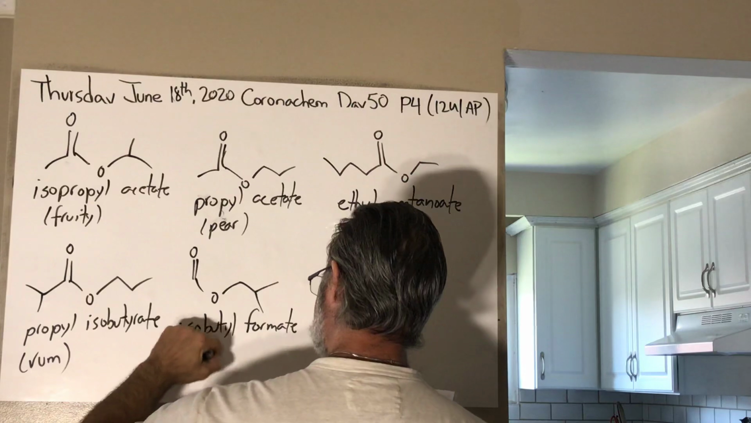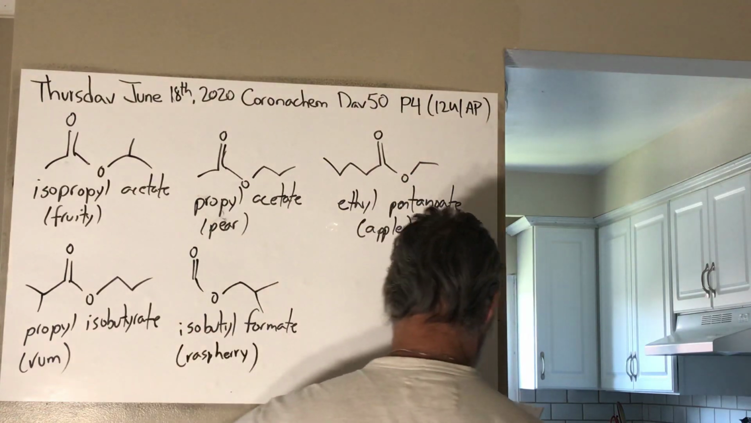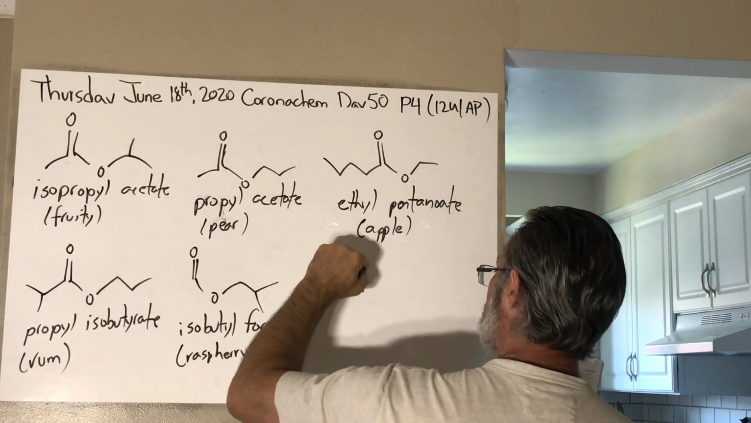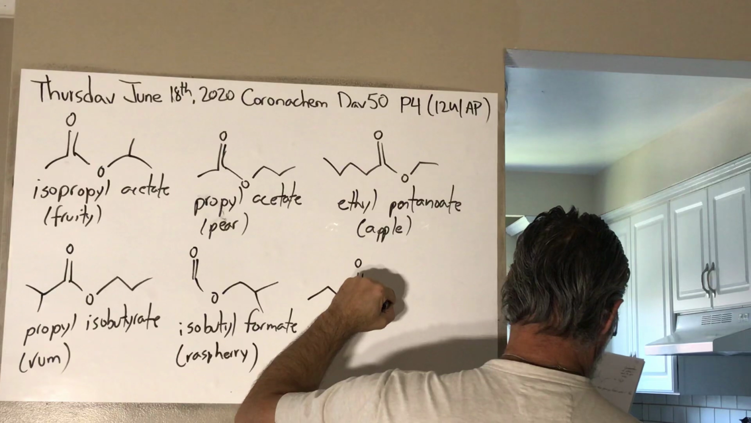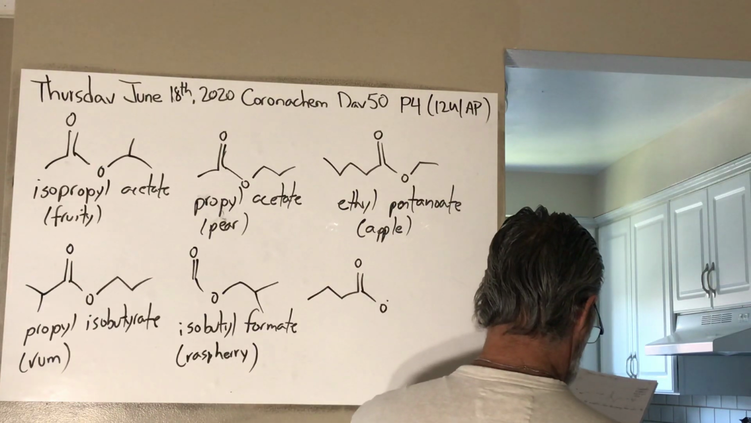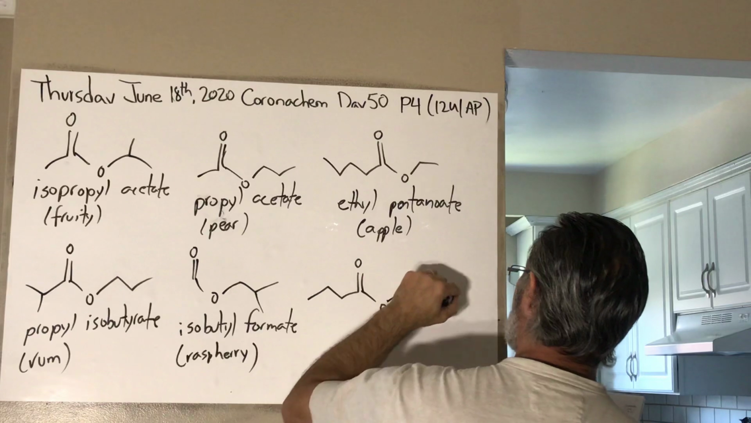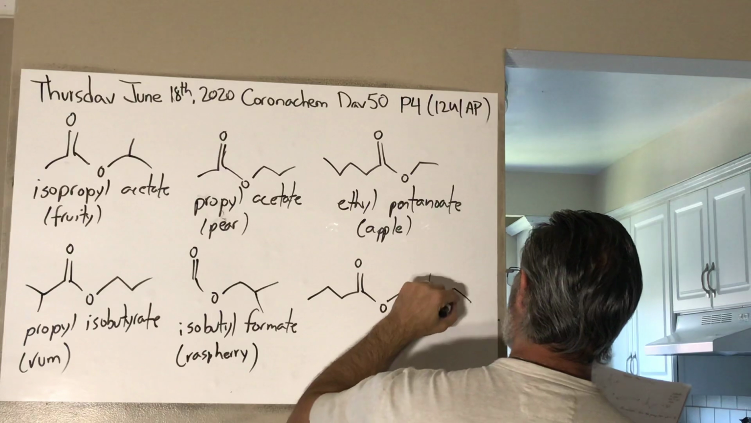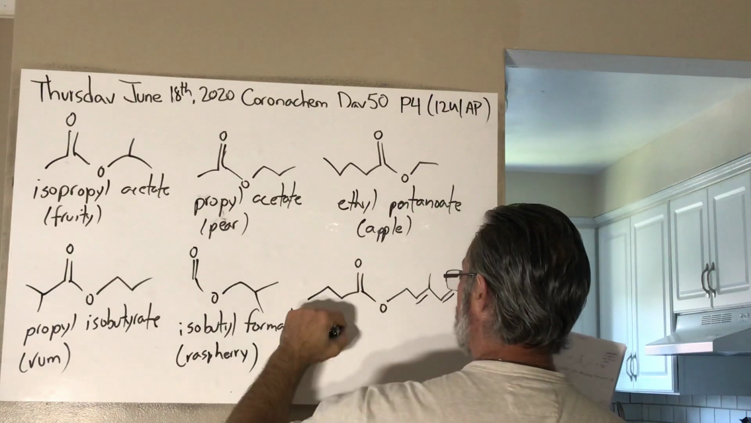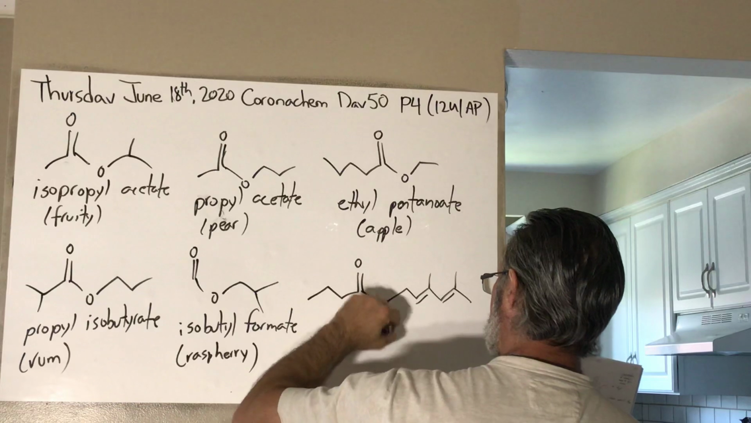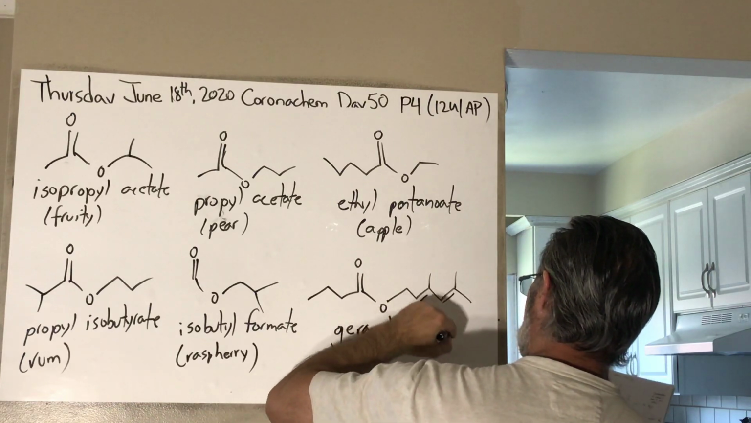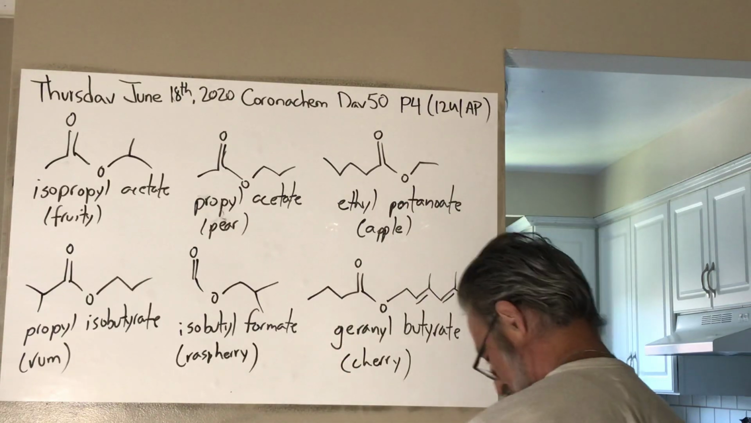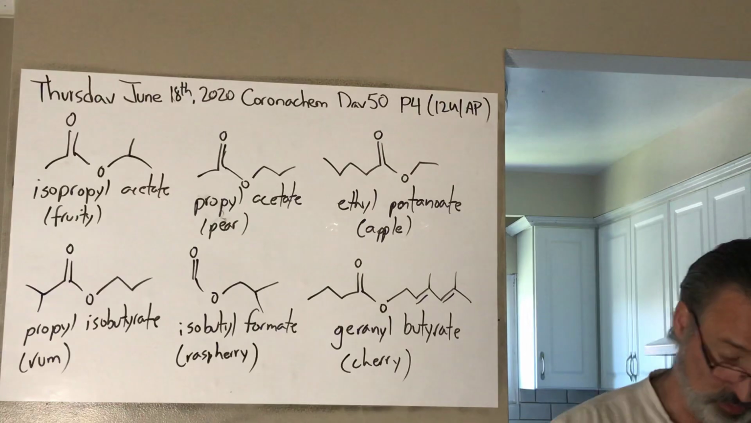Raspberry. Here's one, this one's a pretty big one. 1, 2, 3, 4 peaks. And then the second one, this is called geranyl butyrate, and it smells like cherry. I say smell, it might taste like it too.